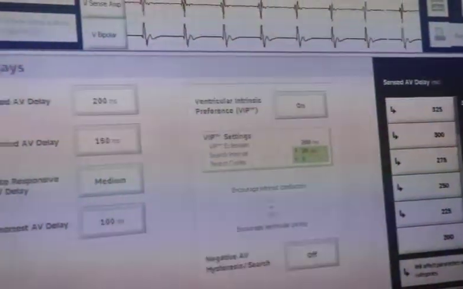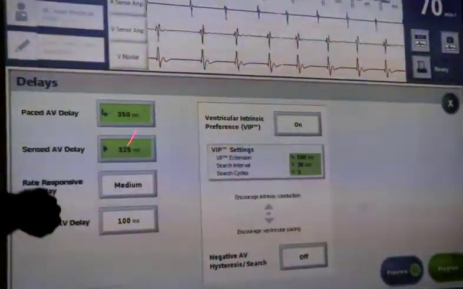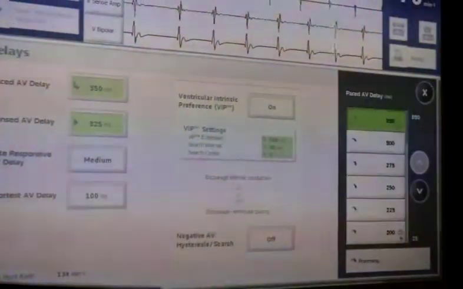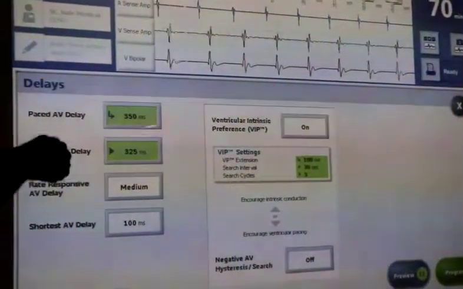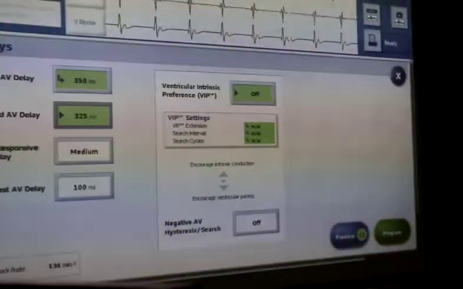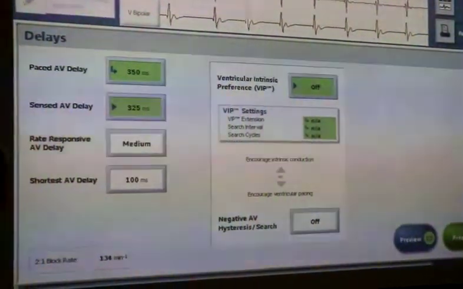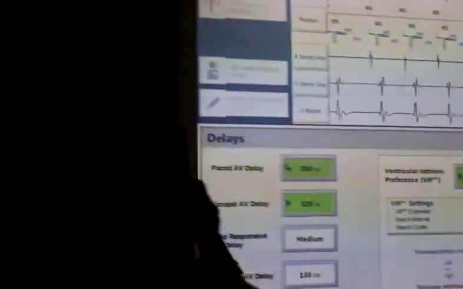Well, I can get 325, right? So 325. Why not just do this? You can do this, right? Let's push this up higher. I can't go any higher. So we're at 325. Let's turn that off for a second. So I could just go very long AV delays, right?